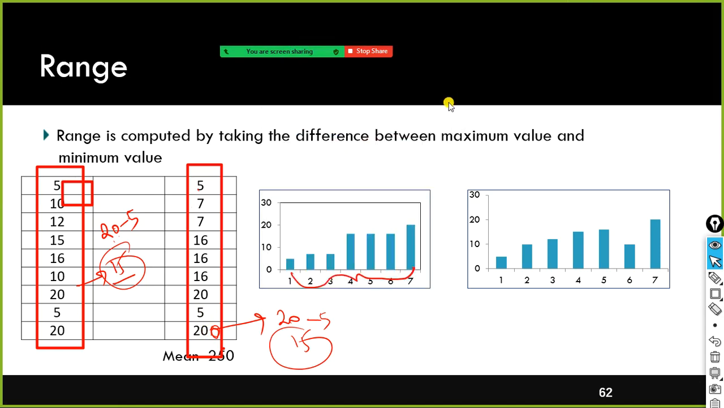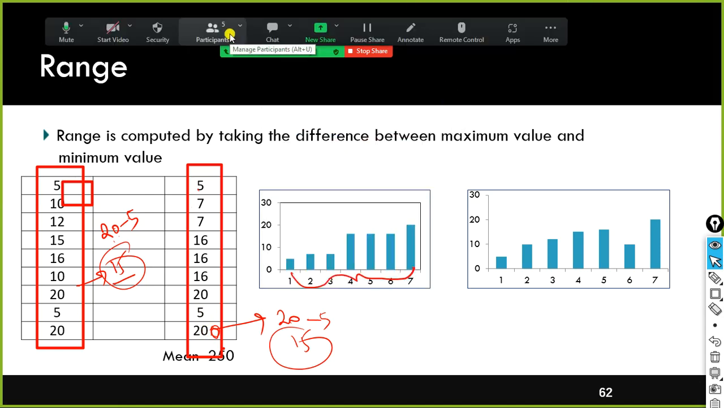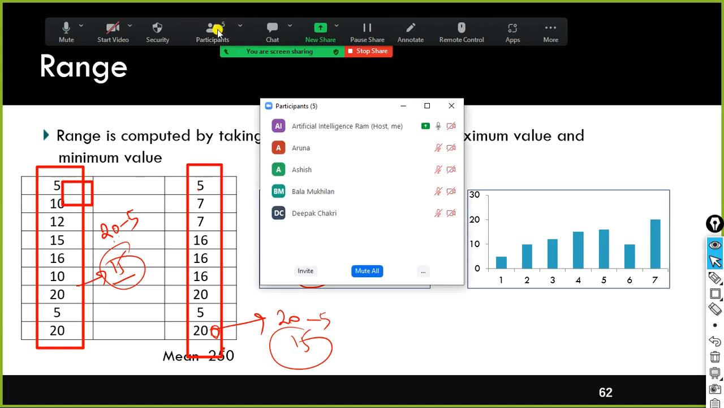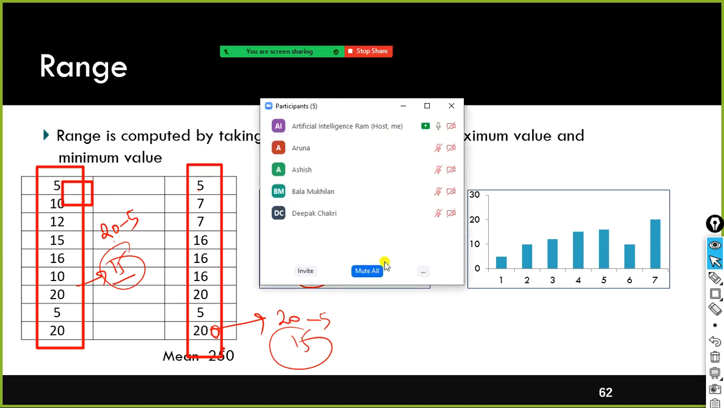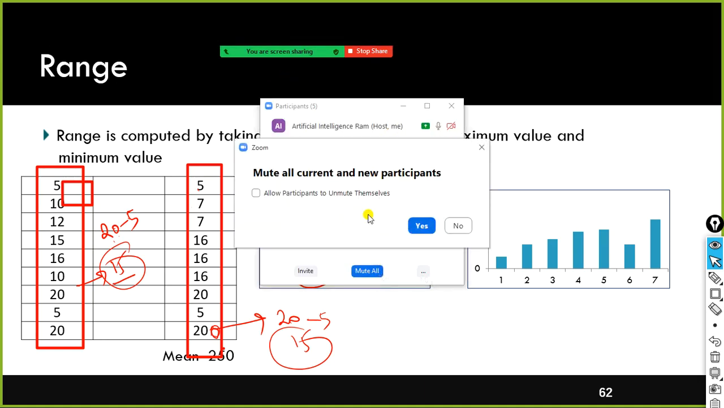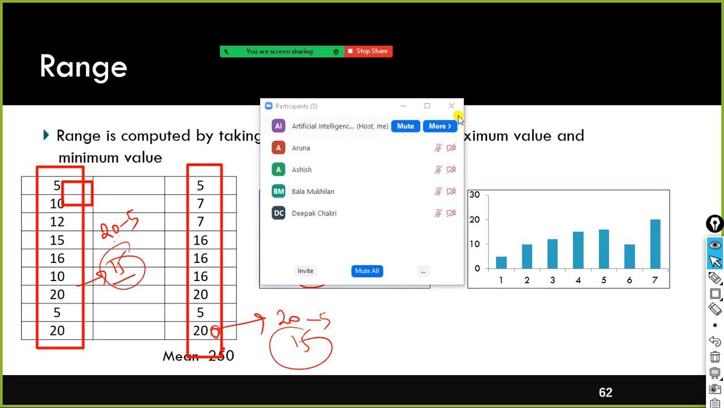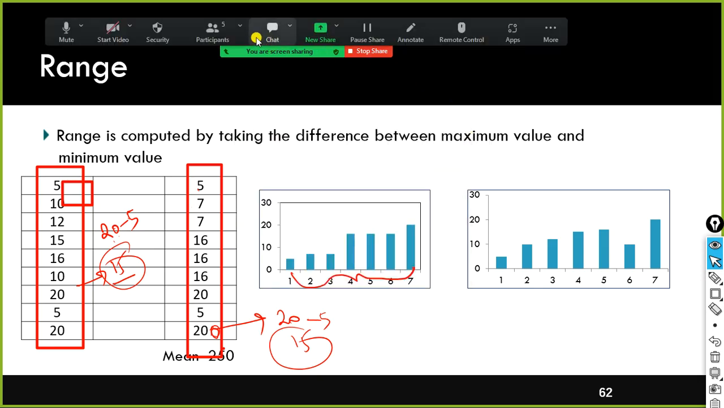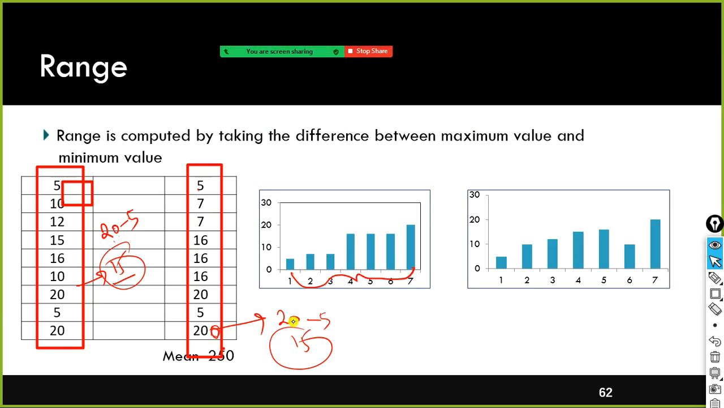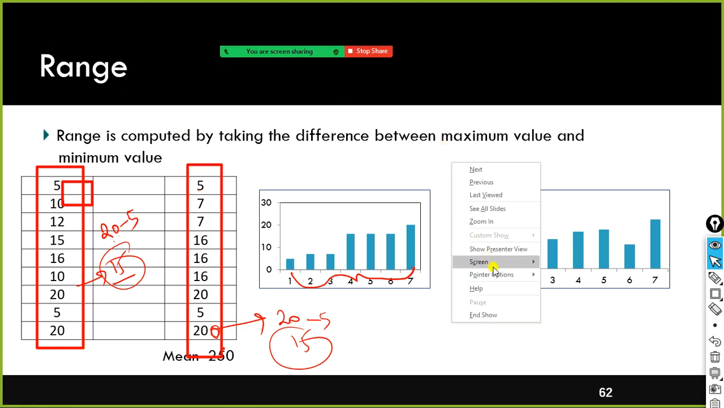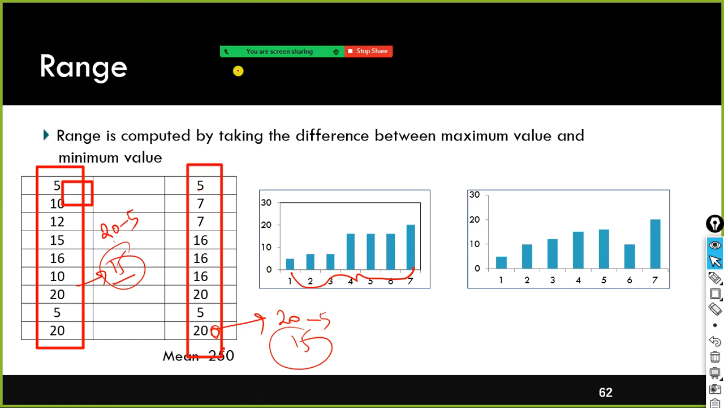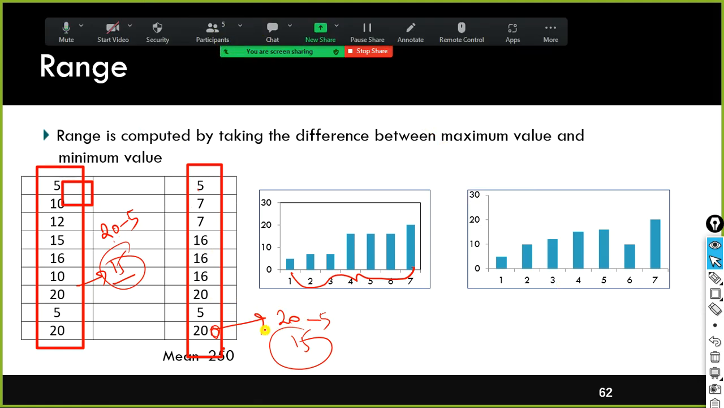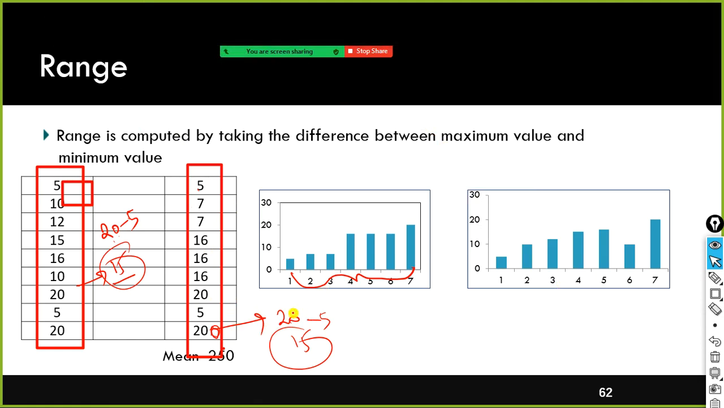Yeah, Deepak, you typed it quickly. How about others? What is the range here? Can you please make it fast, guys? If you concentrate here and answer quickly, we can speed up. Aruna, what is the range here? Can you make it fast?